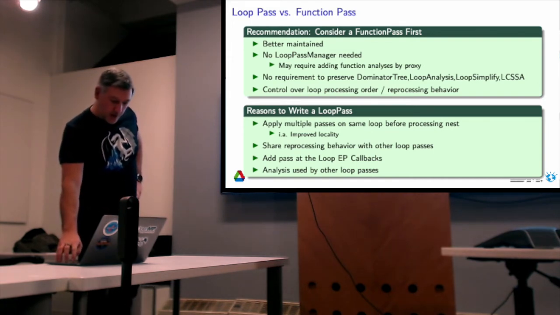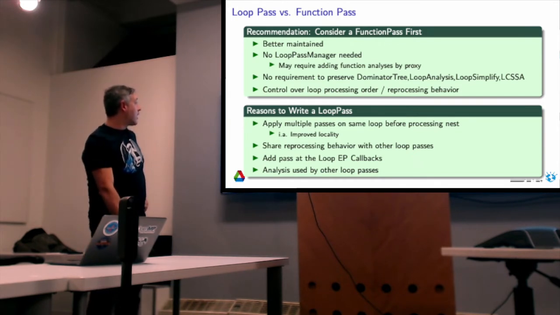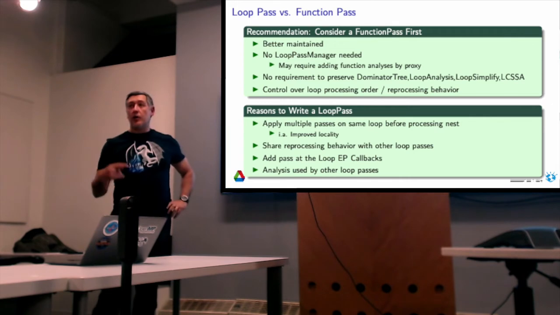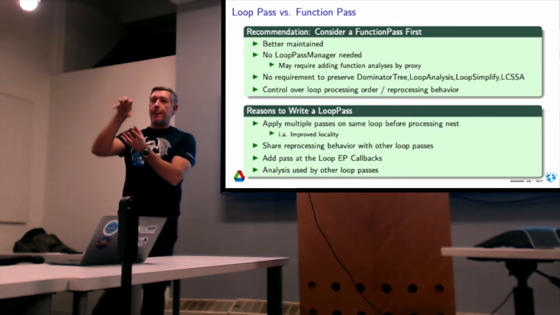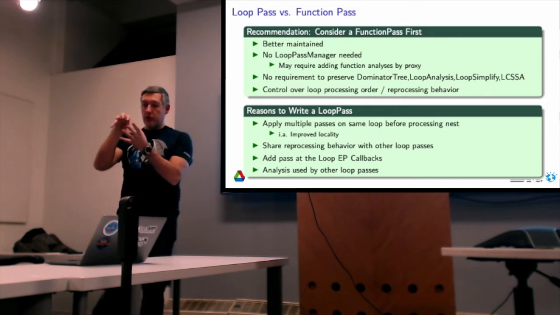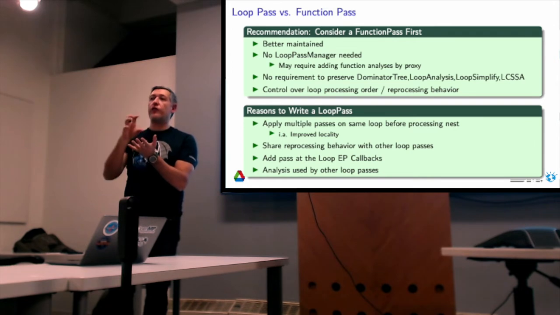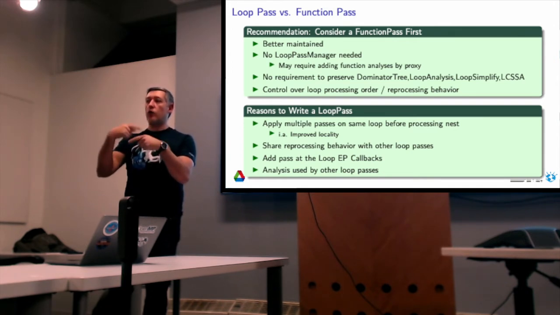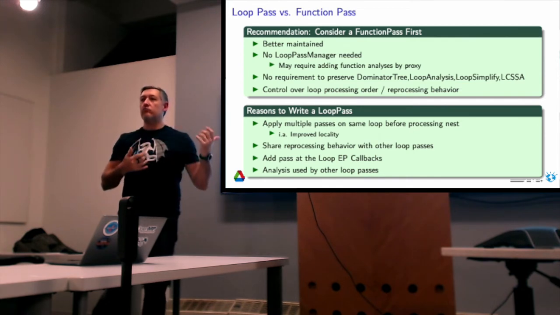But if you have, what are the reasons to write a loop pass? You can apply multiple passes in the same loop before processing the entire nest. So if you have a loop nest, you're going to go from the innermost to the outermost loop, and you're going to apply all the passes to the innermost loop before you apply a pass to the next loop, right? So if for some reason you want to apply a lot of passes to the inner loop before you process the outer loop, then loop passes give you that ability.